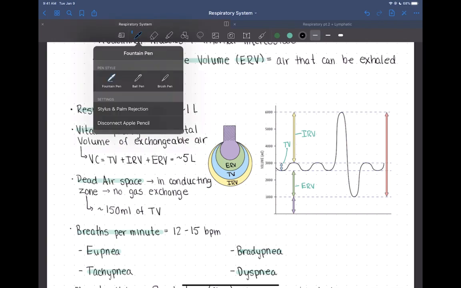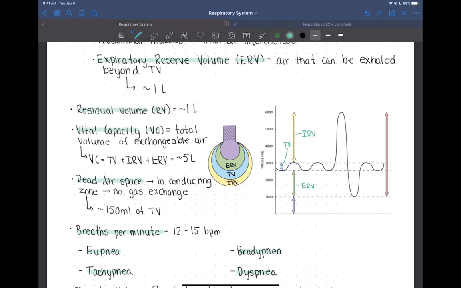Okay, then we have the purple. The purple here is our residual volume. That's the air left in the lungs after you have exhaled as much as you can. The lungs are never completely without air in them, and that is called the residual volume. It's here in purple, kept in there to keep those alveoli inflated.